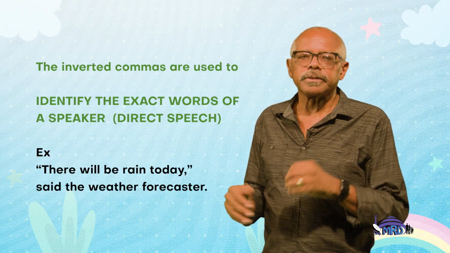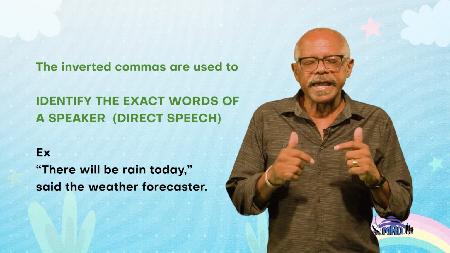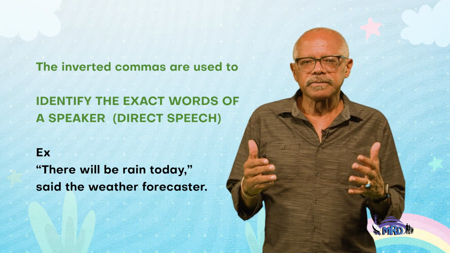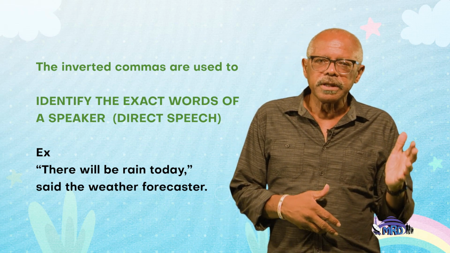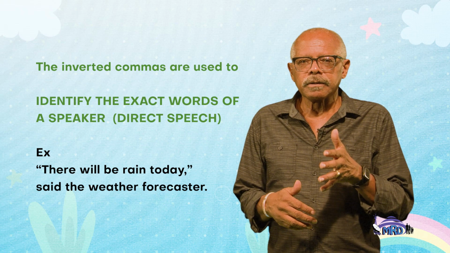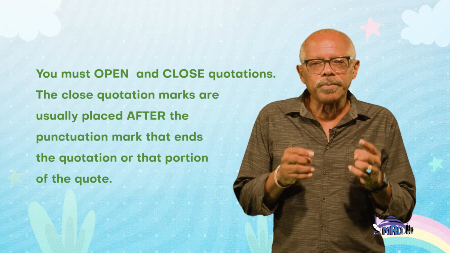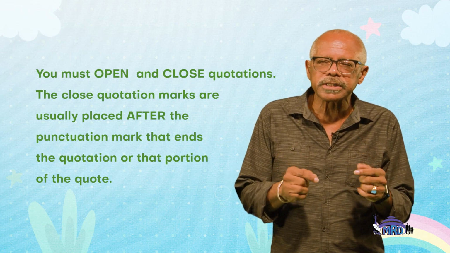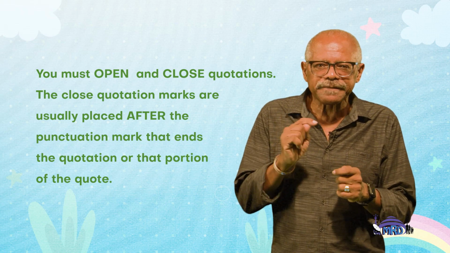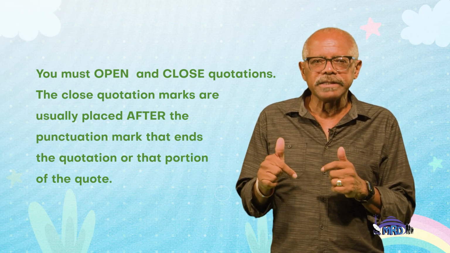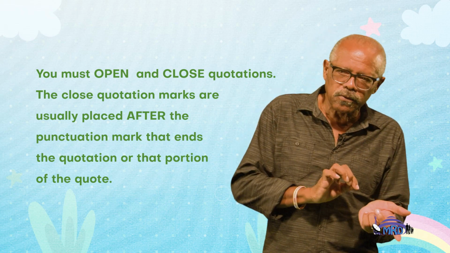Okay, we go to the inverted comma. The inverted commas are used to identify the exact words of a speaker, direct speech. There, open quotation marks, there will be rain today, close quotation marks, said the weather forecaster. You must open and close quotation marks anytime you're using them. The close quotation marks are usually placed after the punctuation mark that ends the quotation or that portion of the quote. Remember that, it's placed after, not before.